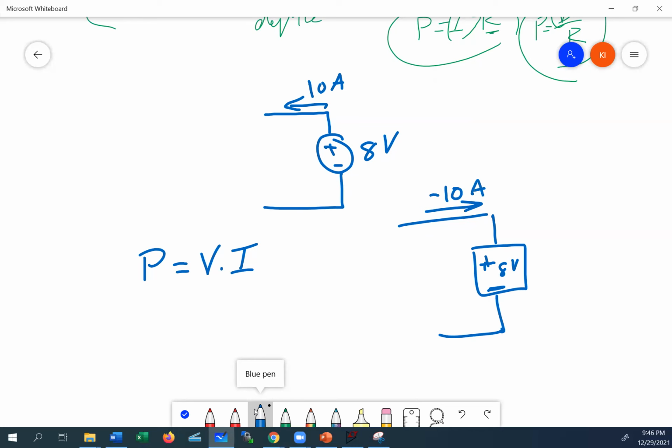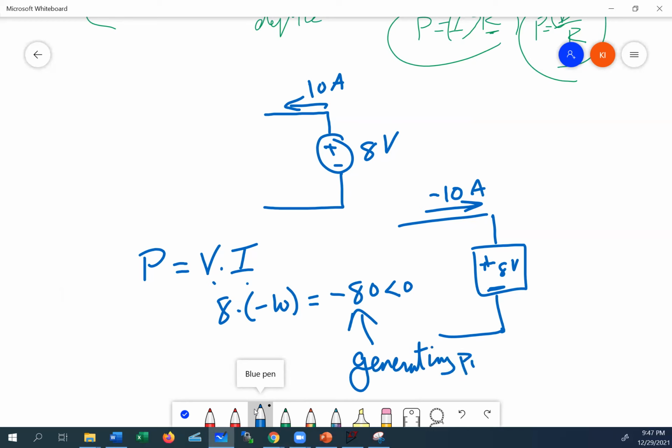And if you add a minus to it, then you're okay, which means when I do the power, which is V times I, it's going to be 8 volts times minus 10, and that will be minus 80, which tells me it's less than 0, so this is generating power. Okay, so see what interesting thing happened.